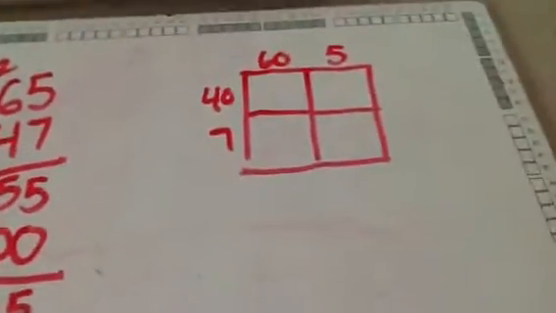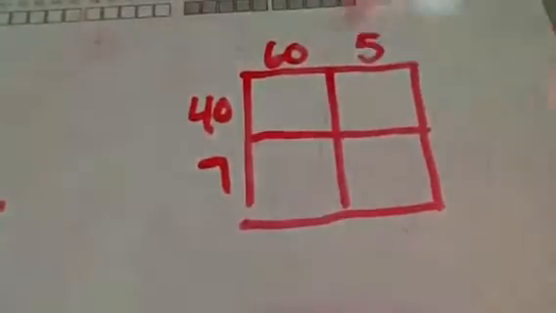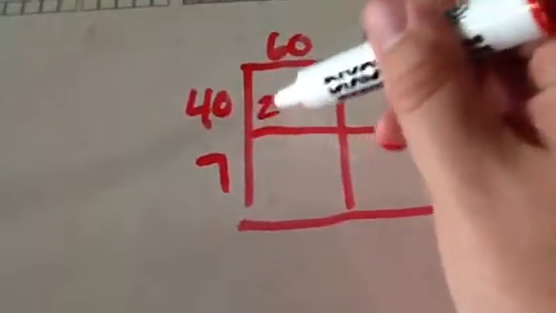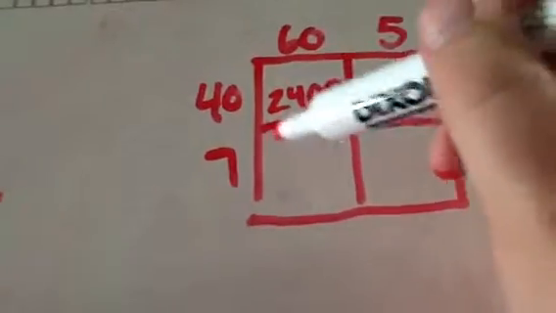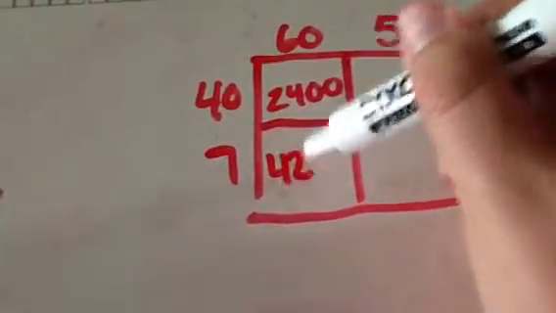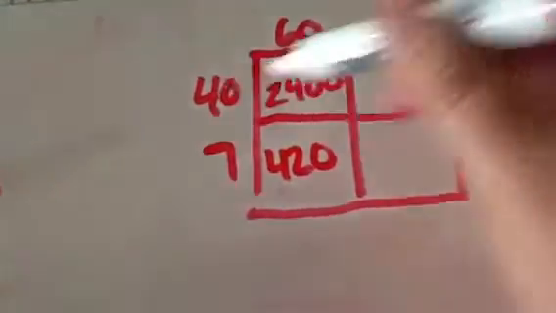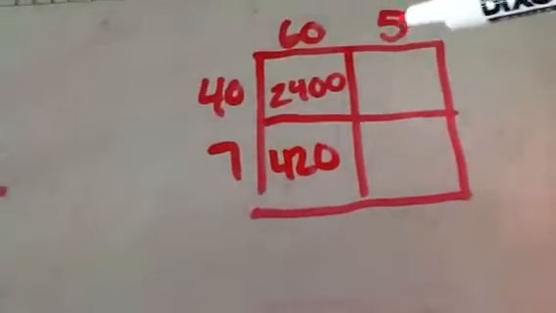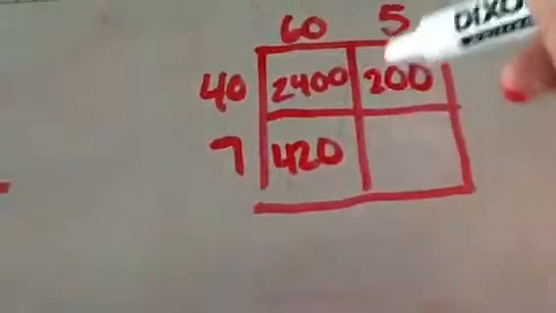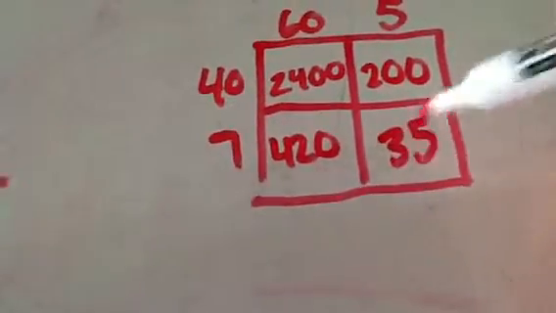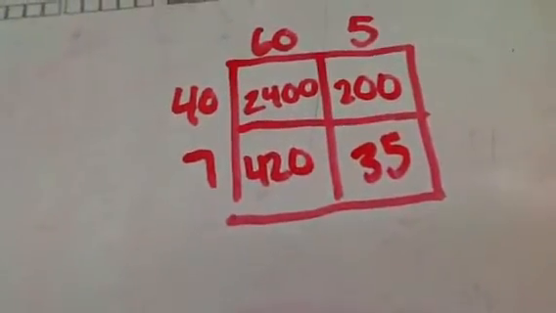I have a 40 and 7. So 60 times 40, or 6 times 4 is 24, and I'm going to put in my 2 zeros. 7 times 6 is 42. I'm going to put in 1 zero. 40 times 5 is 20. I'm going to put in my second zero. And 7 times 5 is 35.